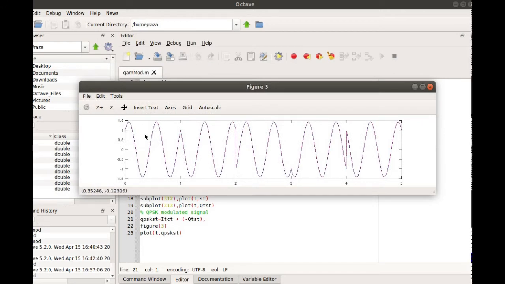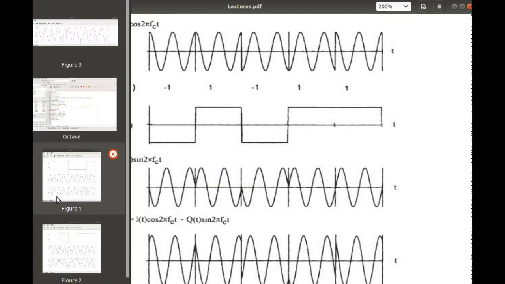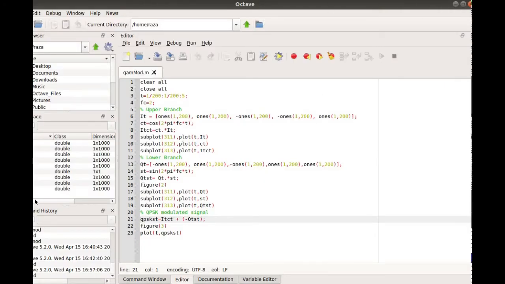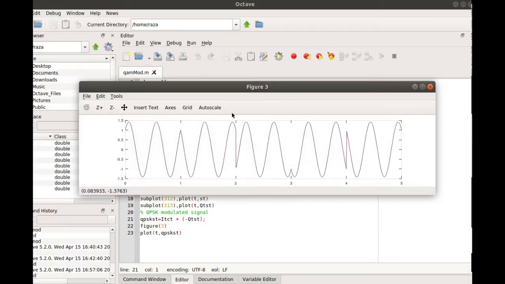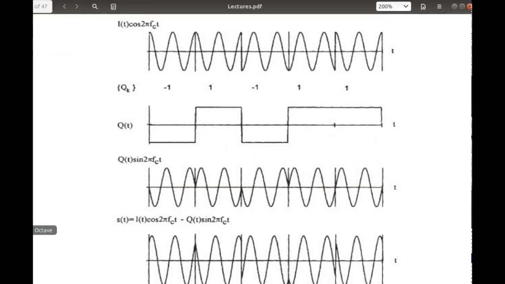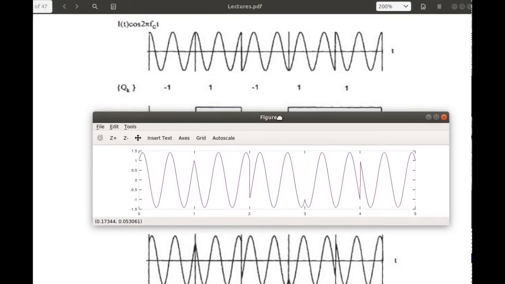So you can see our signal, it's very similar to the one which is given in our figure number 3. So let me show you figure number 3. I'll put it in front of this code. So this is what we generated, a QPSK modulated signal.